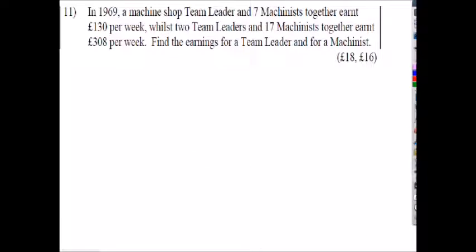Question 11. In 1969, a machine shop team leader and 7 machinists earned together £130 per week. At the same time, 2 team leaders and 17 machinists earned together £308 per week. We're asked to find the earnings per week of the team leader and a machinist.